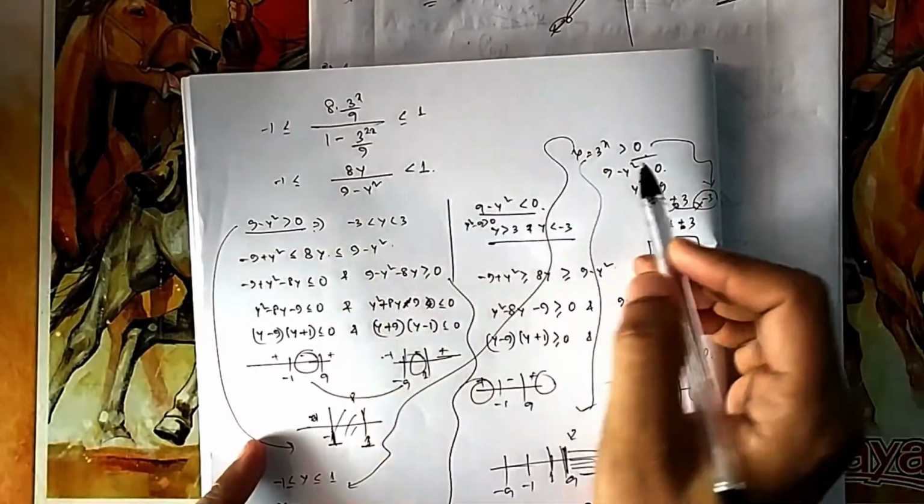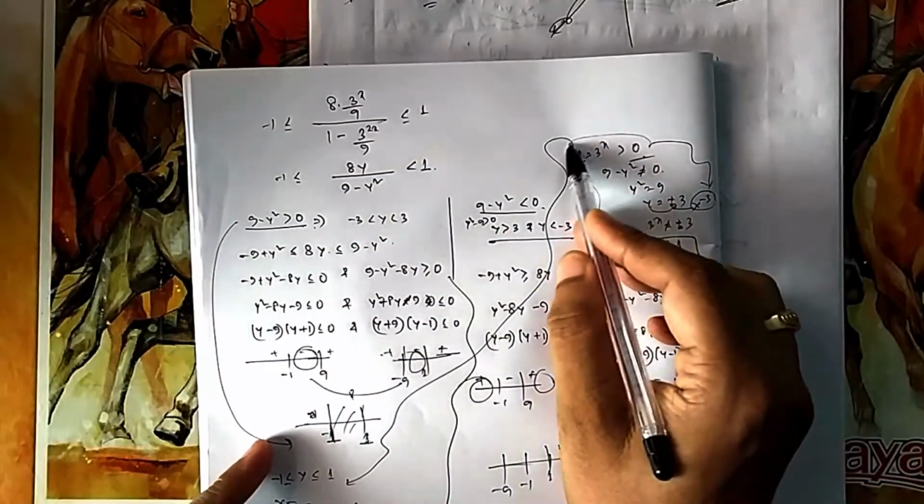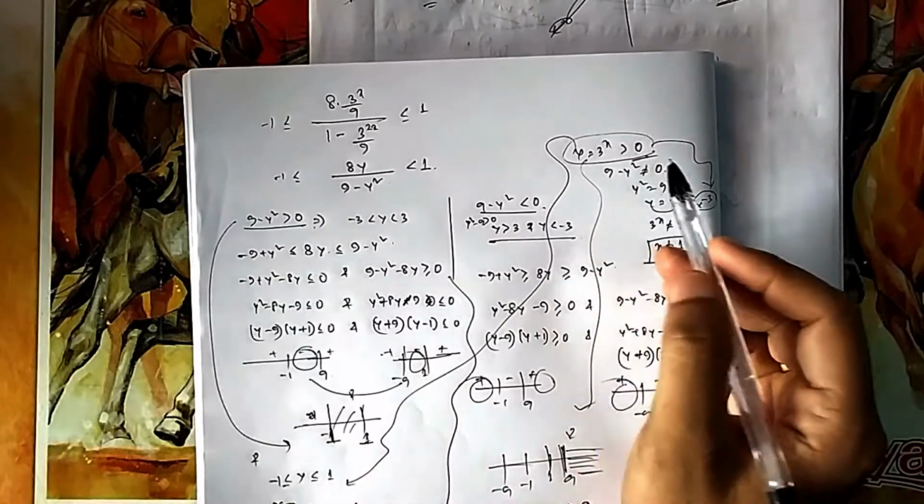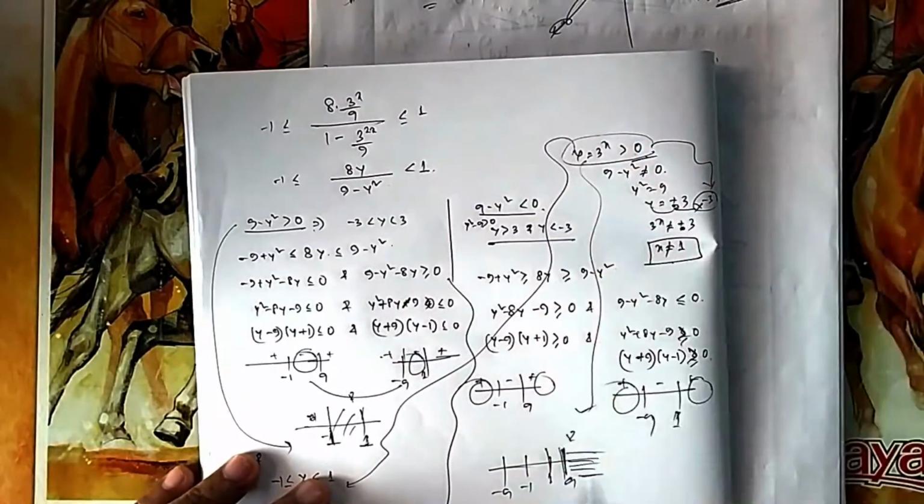So you take 3 to the power x is equal to y. One thing, once you take 3 to the power x, you should be careful. It should be greater than 0. You have to be very careful.